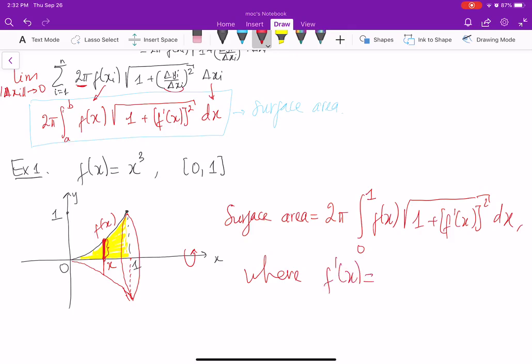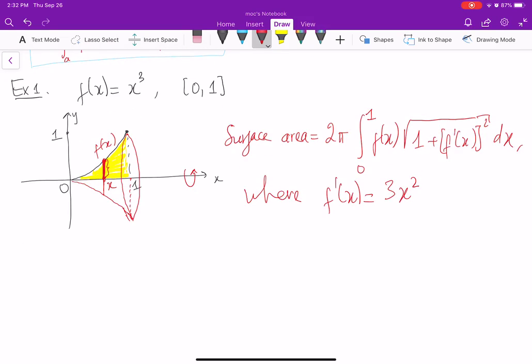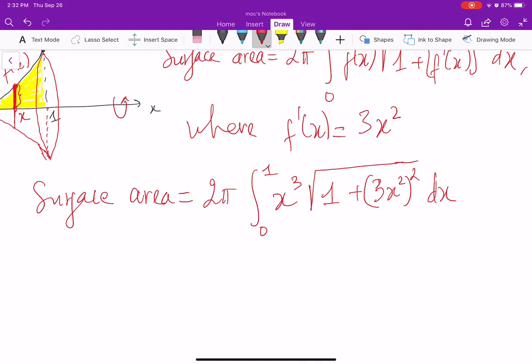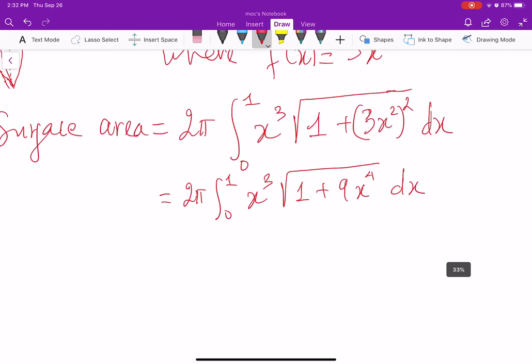where the derivative of f of x is equal to 3x squared, because our function is x cubed, right? And now I substitute f of x and the derivative of f into the formula. I get the surface area equal to 2 pi integral from 0 to 1 of x cubed square root of 1 plus 3x squared, squared, dx. That is 2 pi integral from 0 to 1 of x cubed square root of 1 plus 9x to the 4 dx.